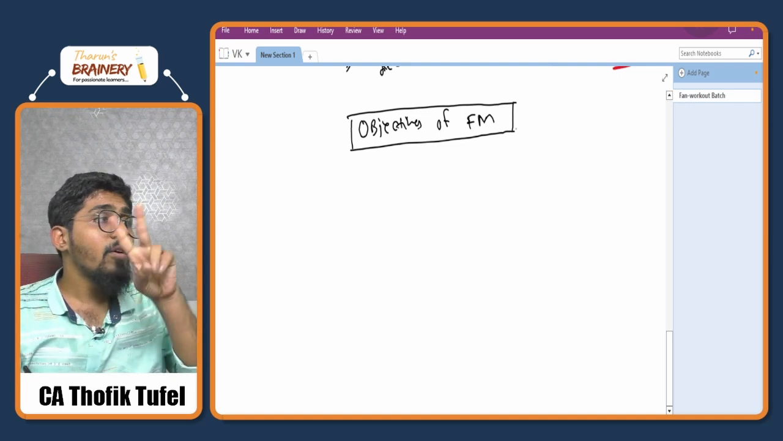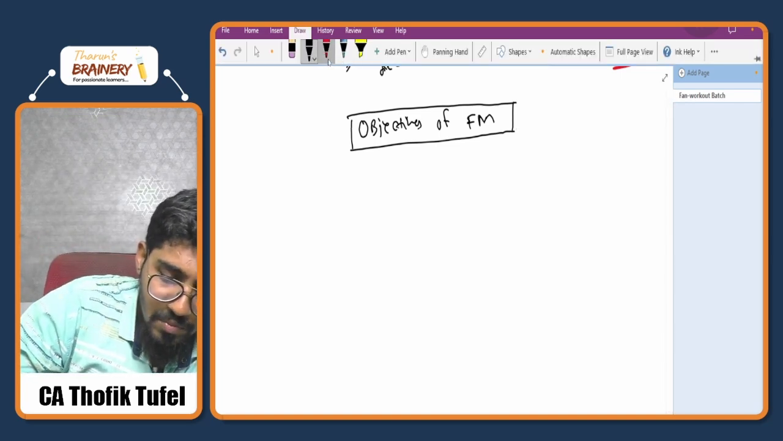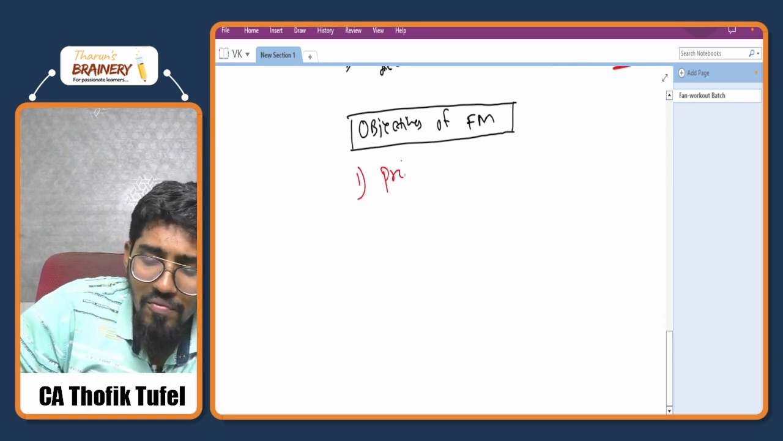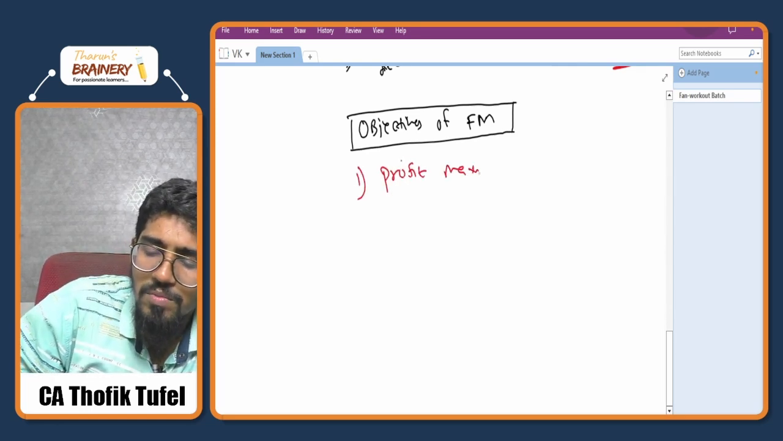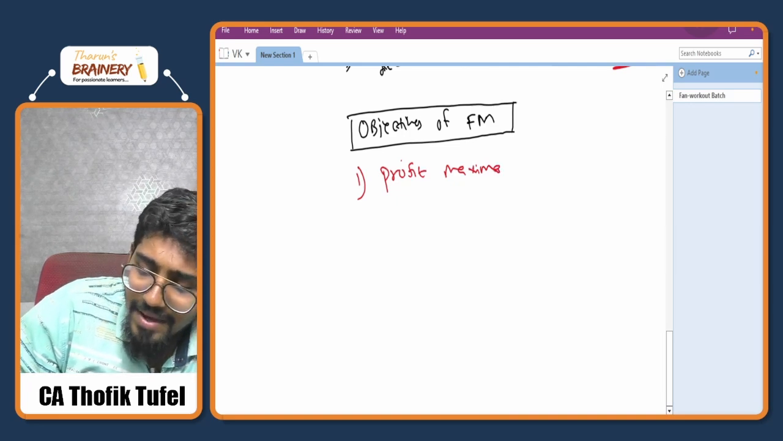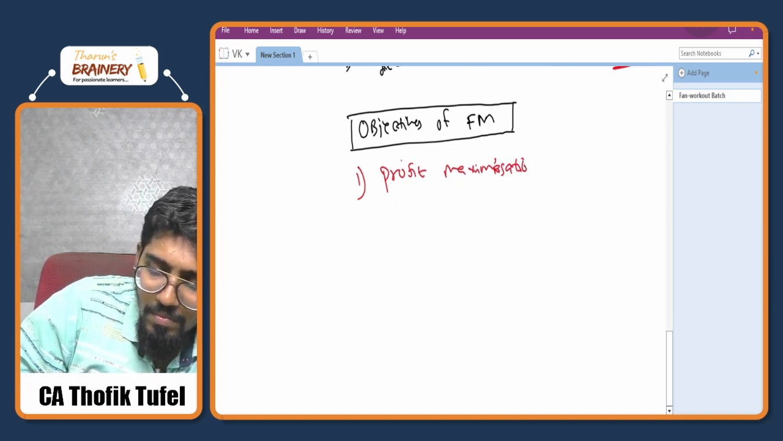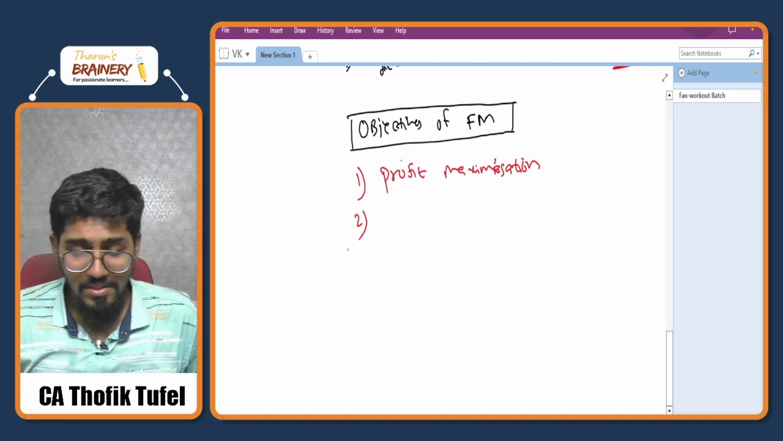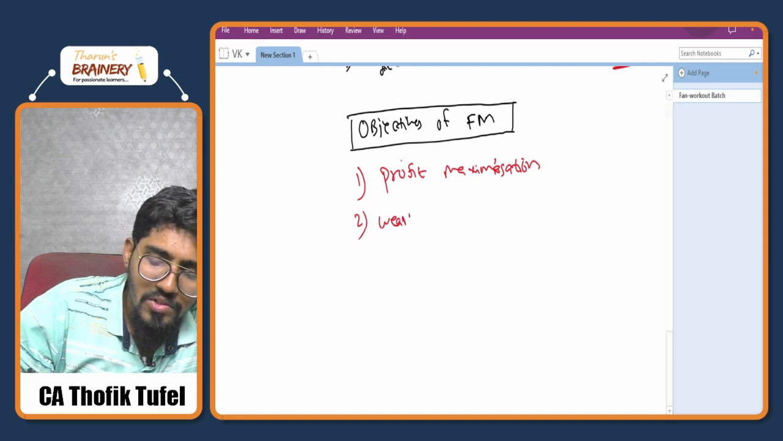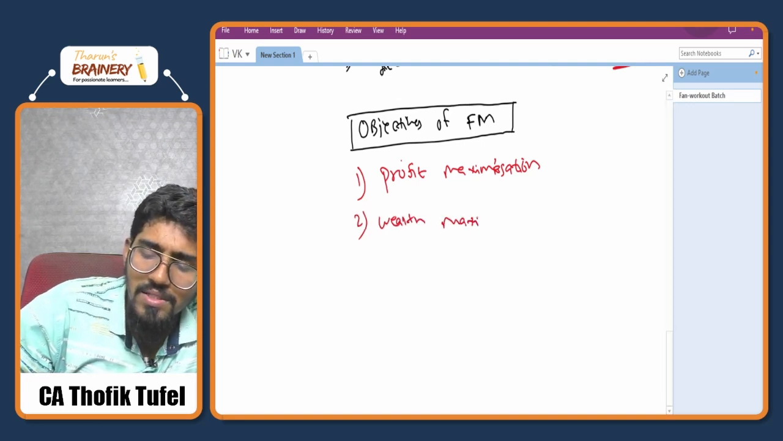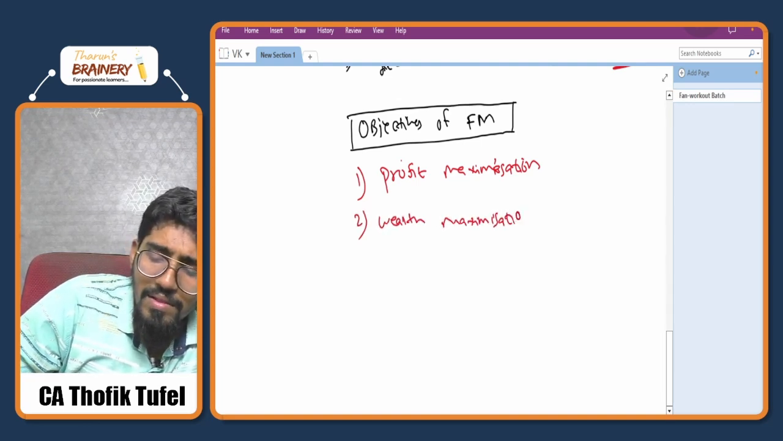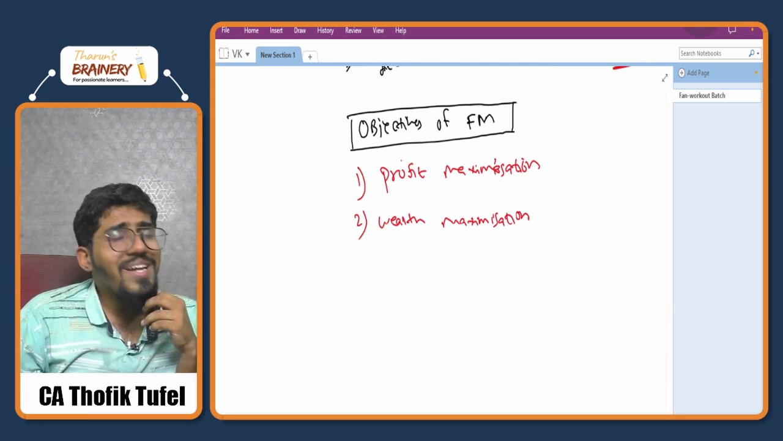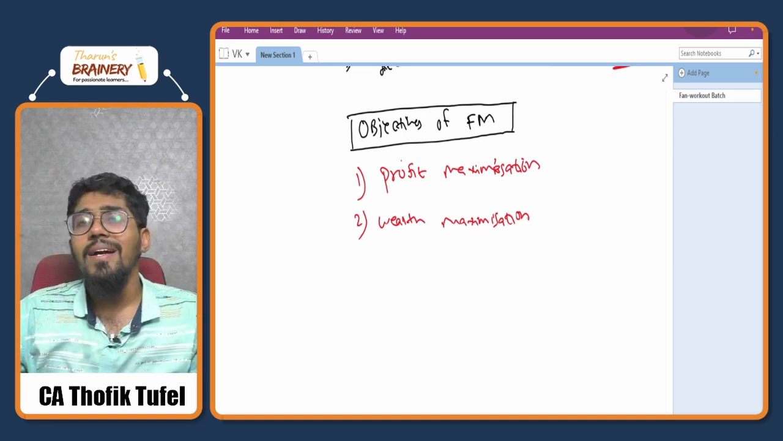How many objectives are we having? Two objectives we are having. The first objective is profit maximization, and the second objective is wealth maximization. So any decision that you're making, you will take a decision that will maximize your profit.